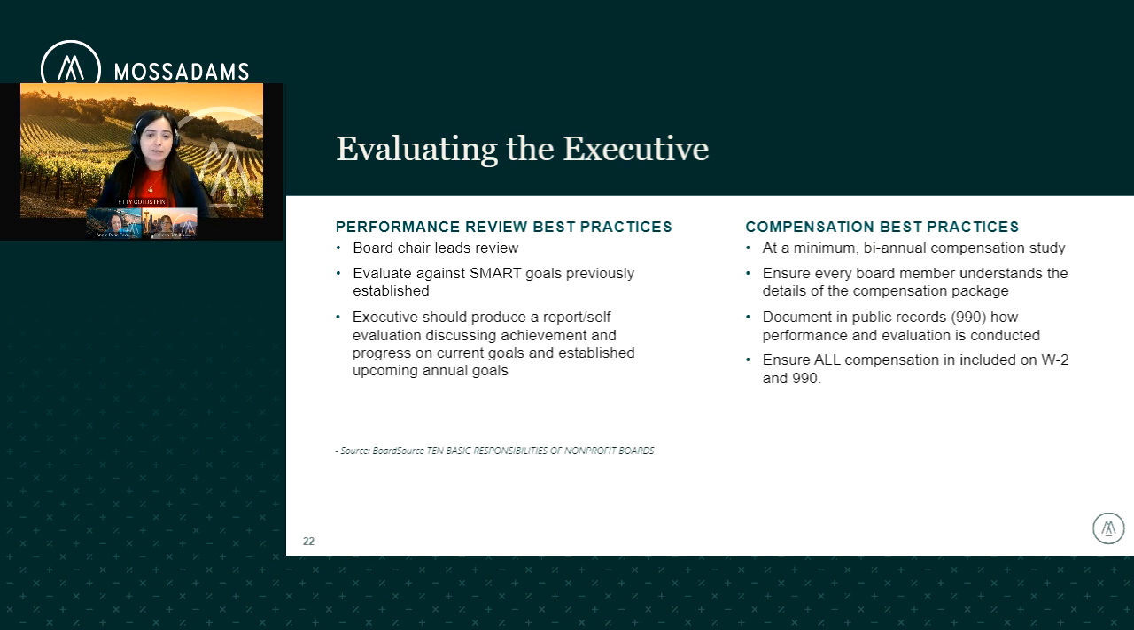Another key item is for the board to discuss the executive compensation on a frequent basis. This is recommended to be on a biannual basis to ensure that the compensation is still fair and competitive with the market. The board should understand, and this was mentioned before, the details of those compensation packages, and public records like the 990 tax form or the W-2s should also include this compensation information.